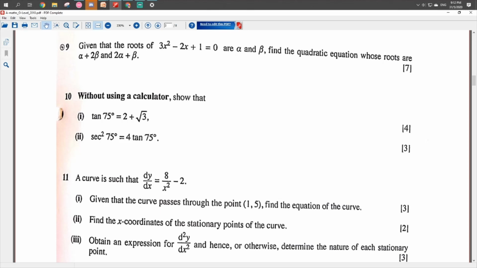For question 9, once again, if you are sitting for syllabus 4049, or you're taking A-Maths in 2021 or later, question 9 is not applicable to you. It will not be examined for your syllabus.